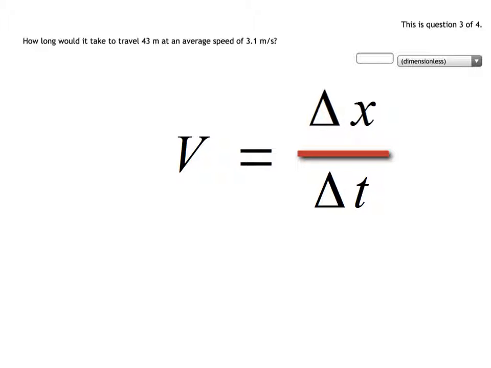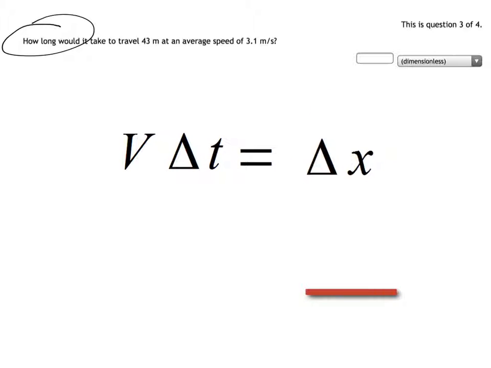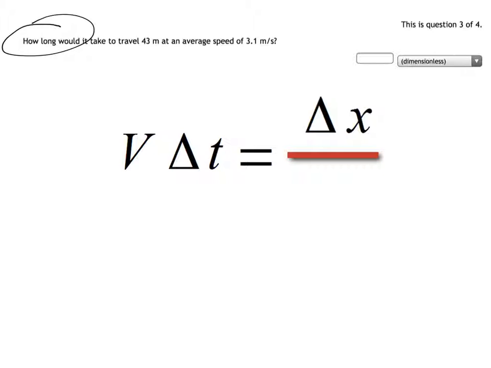In this problem, we're trying to figure out how long it would take to travel a certain distance. So what we need to do now is isolate the time interval. Okay, there's a two-step process for doing this one. We're going to multiply both sides of the equation by the time interval, moving this over here. Okay, but remember what we wanted was the time interval by itself. So now we're going to divide both sides of the equation by the velocity. And what that does is move the velocity back over here. And there we are.